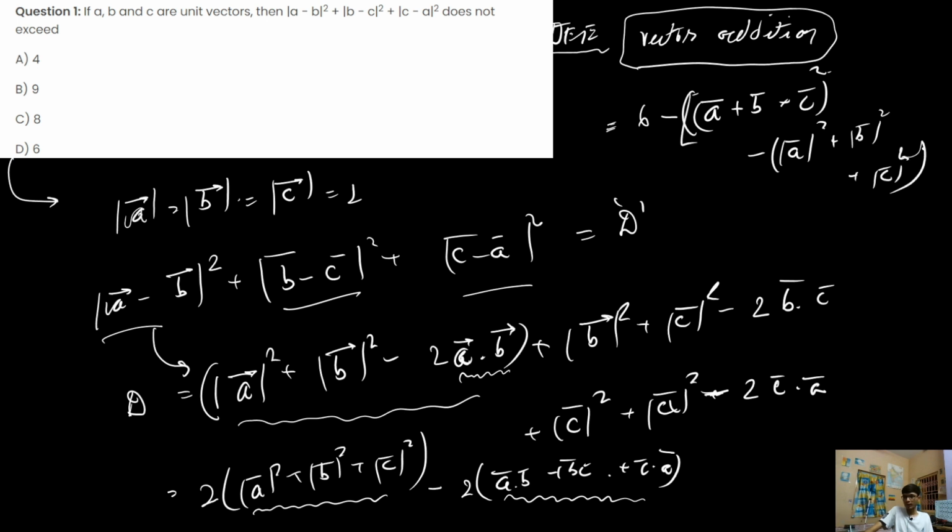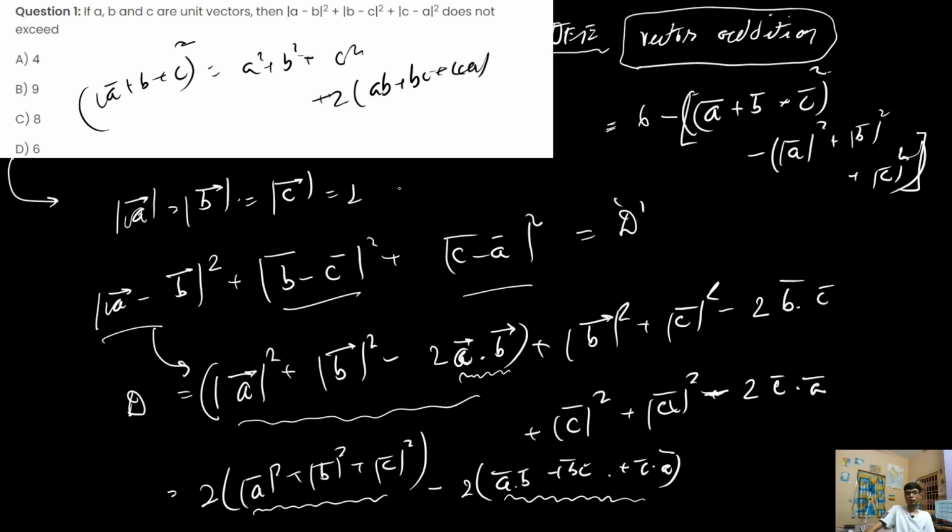I hope this particular thing is clear from the result, that we already know that (a plus b plus c) whole square is basically equal to a square plus b square plus 2 times of (ab plus bc plus ca). So from here if you represent in terms of vectors, these vectors also come out as these results.